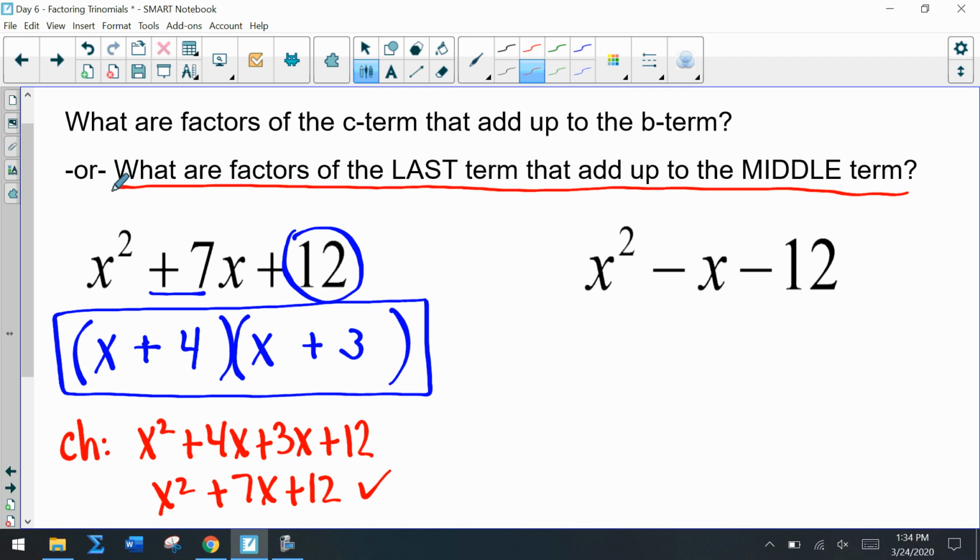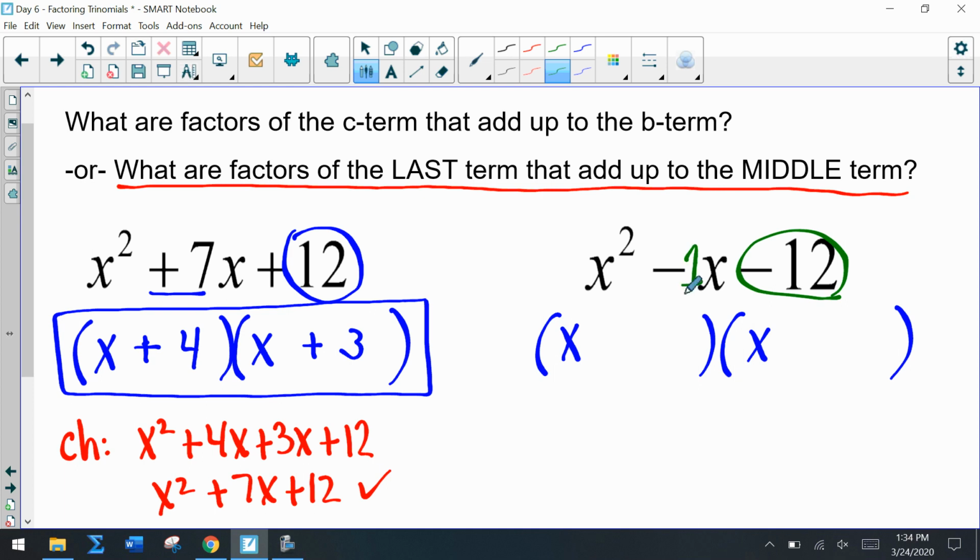So this question is very important. What are factors of the last term that add up to the middle term? So let's look at this next one. So let's write it down. And let's set up our bubbles. x and x come first because we know x times x has to give us x squared. And so now we have to ask ourselves, what are factors of negative 12 that add up to negative 1?